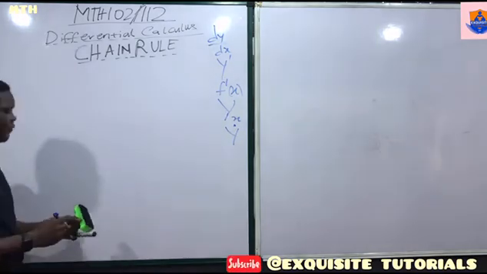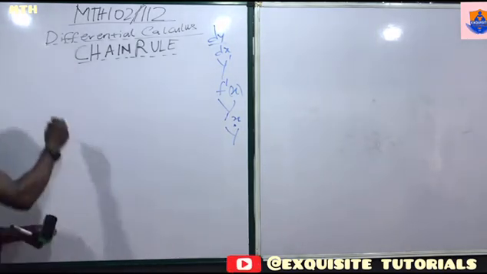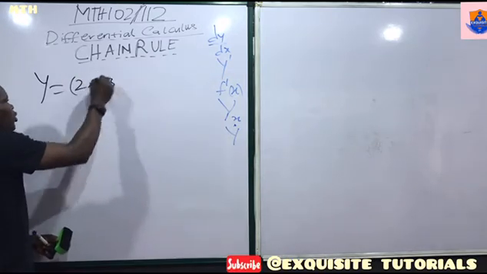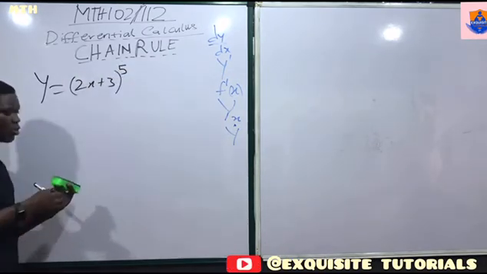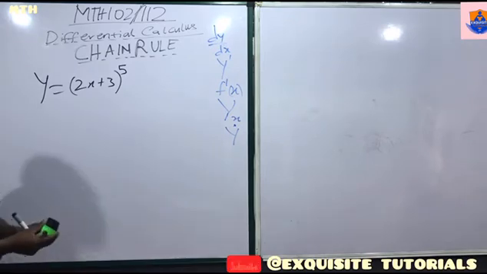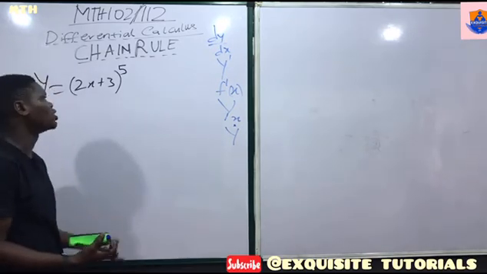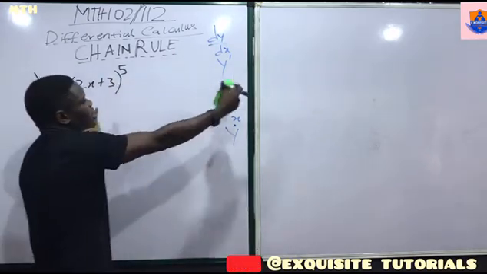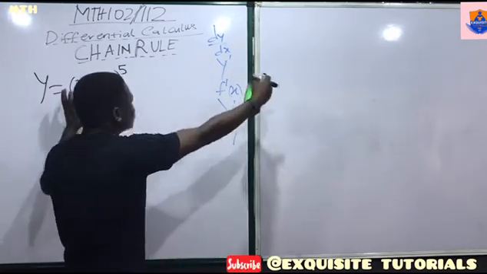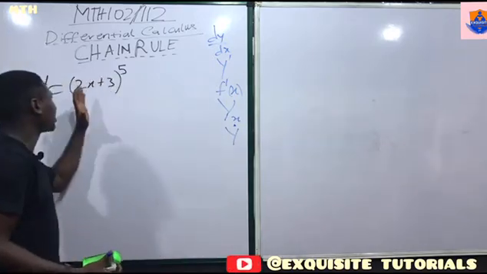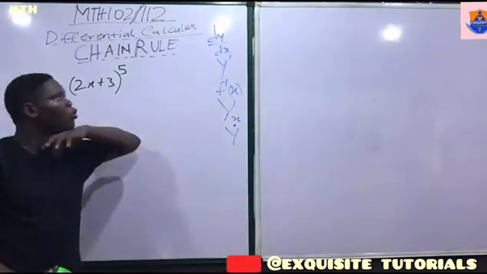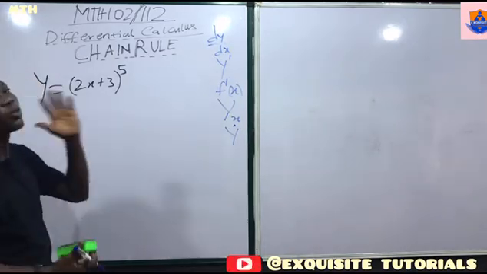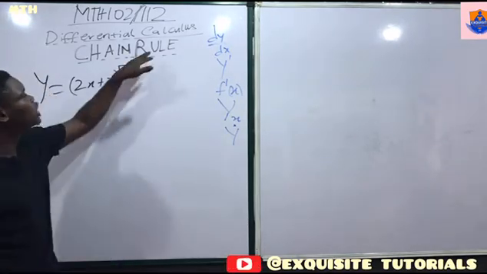Let's say we have a function y equals (2x + 3) raised to power 5, and you are asked to differentiate this. This is where the problem first comes into place. In doing this, you can first open this bracket into several terms, so that your function will be very long. Then you start differentiating each term one by one. But in doing so, you are already wasting much of your time. So this is where the chain rule comes in.